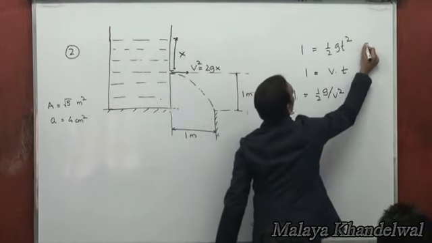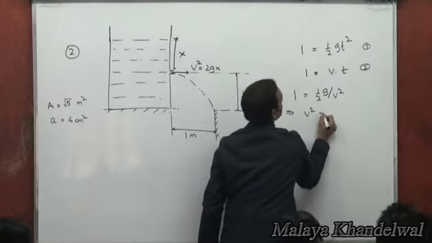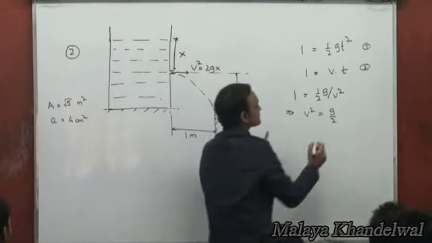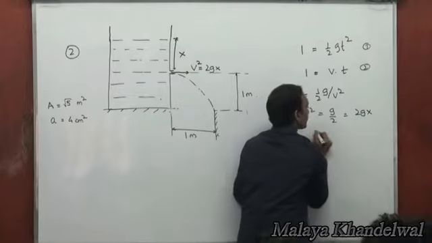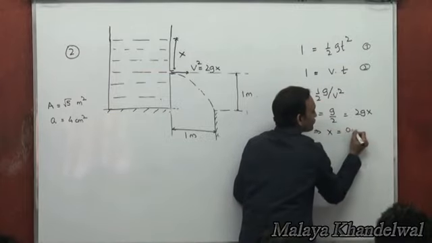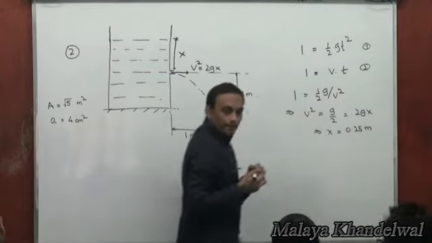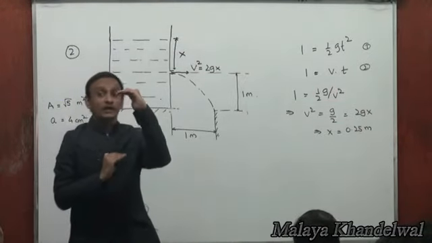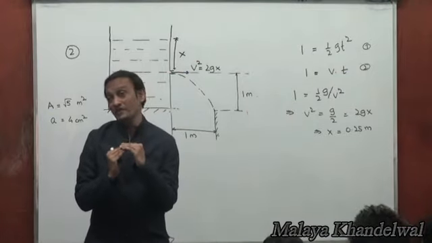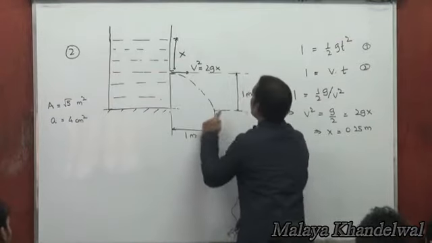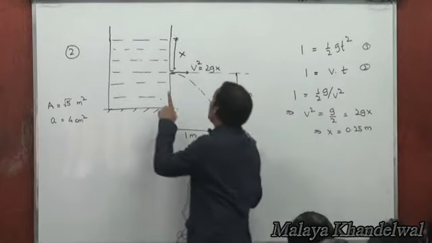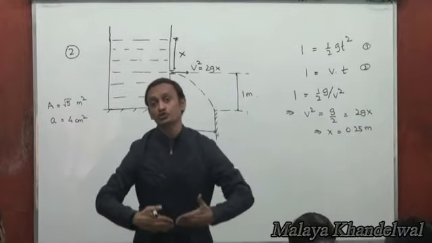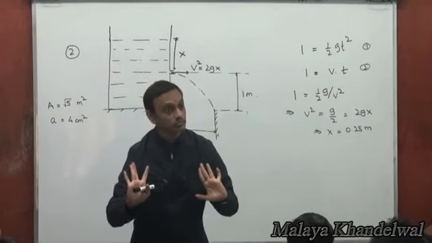So I get, by eliminating t, v squared is g by 2, but v squared is 2gx. So x then becomes 0.25 meters. That means when it goes down from 0.81 to 0.25 meters, the range goes from a higher value to just about reaching the wall. When the depth falls lesser than 0.25 meters, it cannot cross the wall. That's what happens here, right?